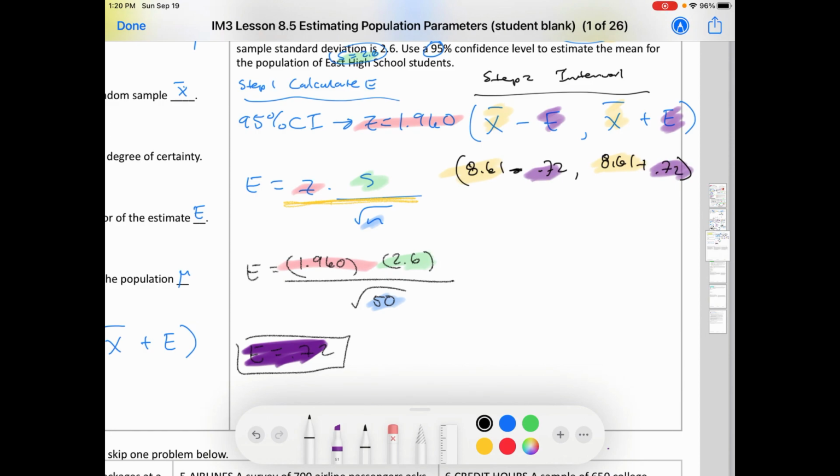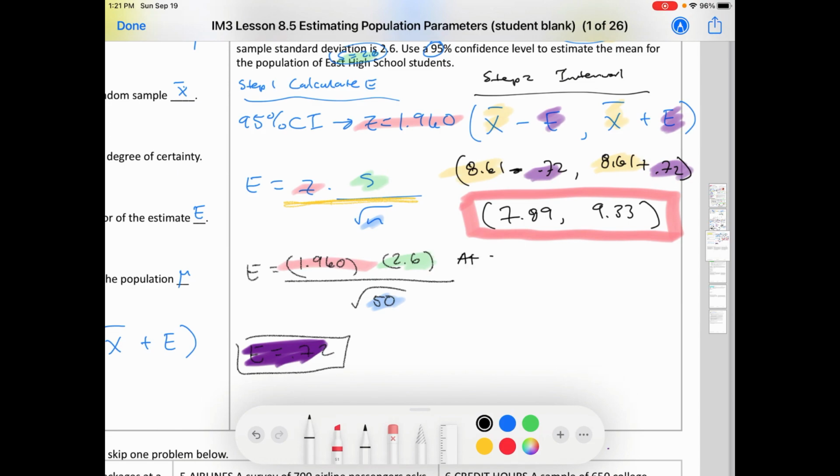So I'm going to subtract 1 and then add 1. And when you put that in your calculators, you're going to get 7.89 and 9.33. Okay, so that's kind of like our answer. Box it, and then I'm going to write this sentence to help you understand. What kind of confidence interval? At a 95%. Again, feel free to copy and paste this sentence frame.